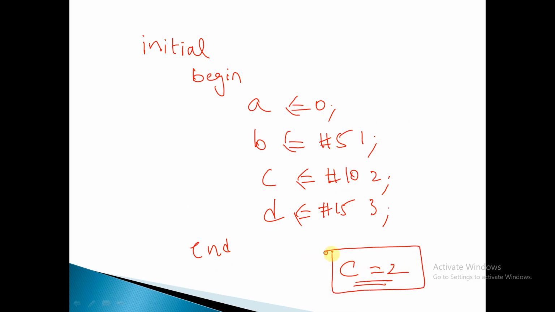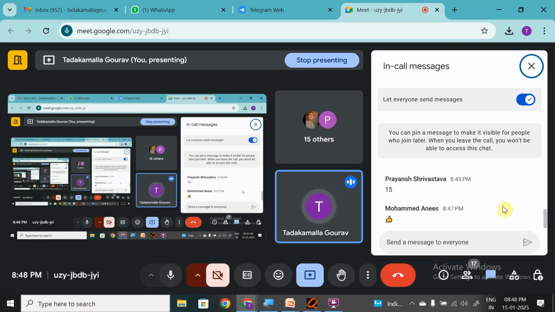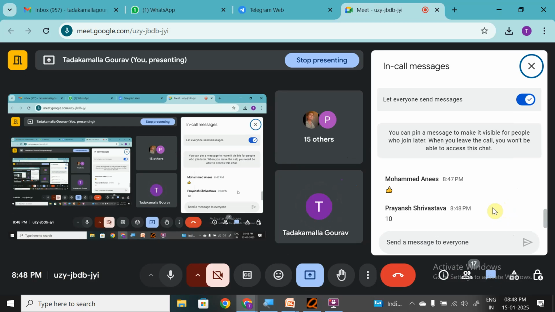After 10 nanoseconds. Yes. After how many time units my C will be equal to 2? Okay. Yeah, please text in the chat. Okay, only two responses.